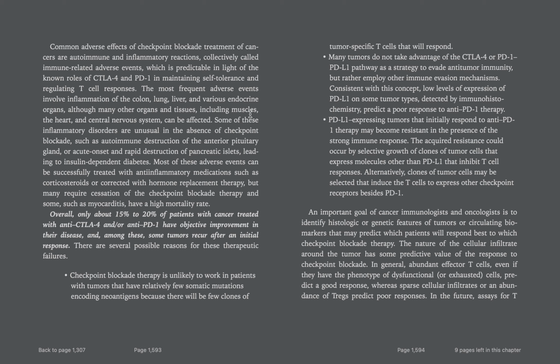Tumors expressing PD-1 ligands that initially respond to anti-PD-1 therapy may become resistant in the presence of a strong immune response. The acquired resistance could occur by selective growth of clones of tumor cells that express molecules other than PD-1 that inhibit T cell responses. Alternatively, clones of tumor cells may be selected that induce the T cells to express other checkpoint receptors besides PD-1.